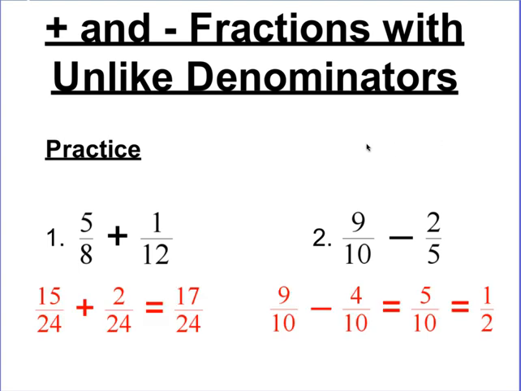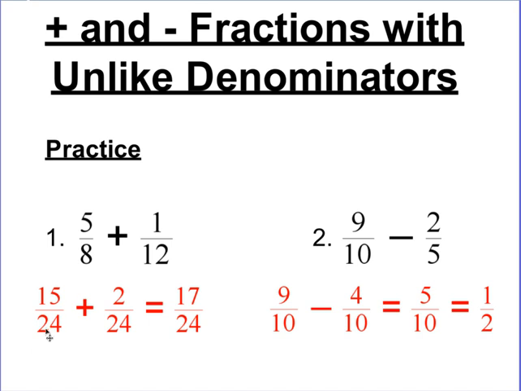Okay, here are the answers here. Here, 8 and 12 have a common denominator of 24. If you use 48 or 96, that would be okay. It's just that at the end, you would have some simplifying to do. Here, I used the least common denominator. So a lot of times when you use the least common denominator, you don't have to simplify.